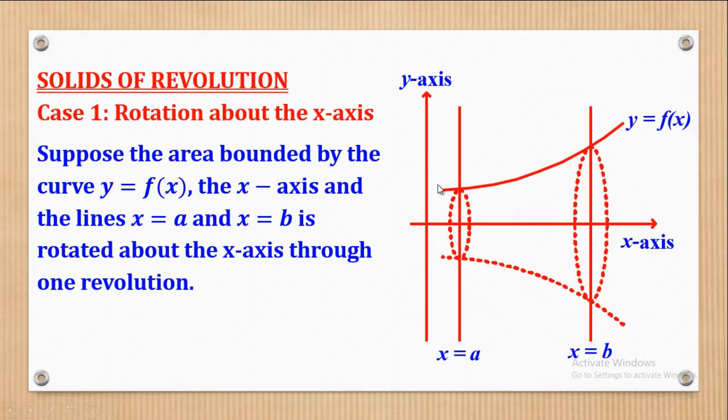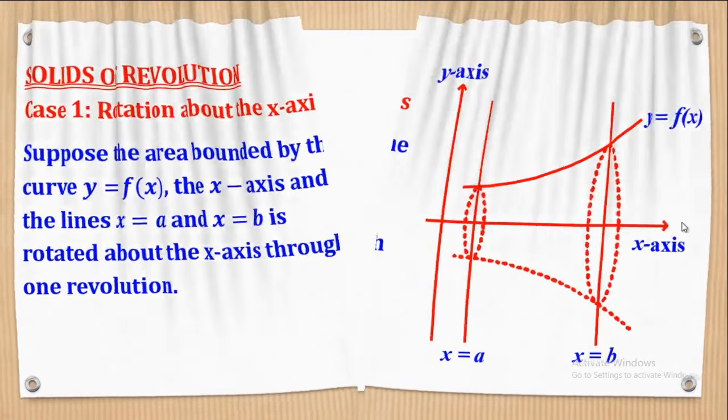So when I rotate this curve about the x-axis through one revolution, it will form a solid which is in that shape, as you can see. So it will form a solid in this shape. From here, go this side, form that shape, and also that. So in this lesson, we want to use calculus to find the volume of the solid generated.